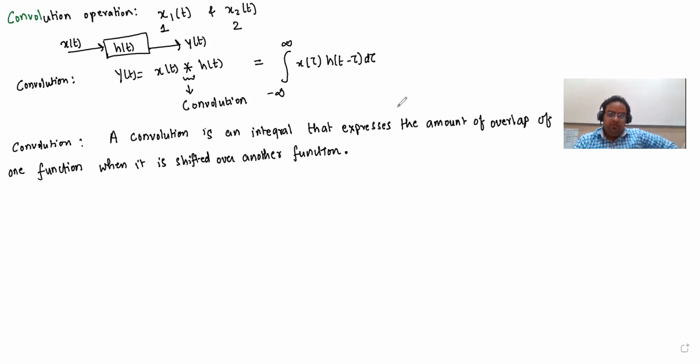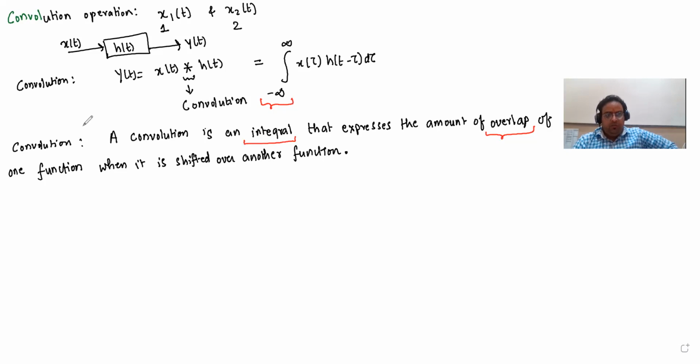You can see that we have various significant terminologies here. The first thing is that we have an integral here. A convolution is an integral that expresses the amount of overlap, which means that we have two functions and we are essentially interested in the overlap of one function over the other function. We are essentially interested in the overlap of one signal over the other signal.